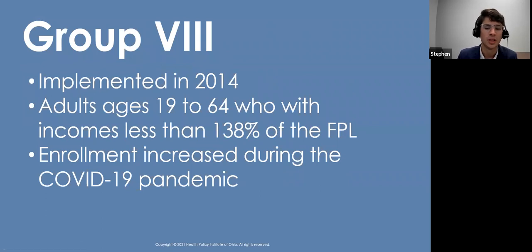In January 2014, Ohio Medicaid coverage was expanded to include adults ages 19 to 64 who are not eligible for other categories of Medicaid and have incomes less than 138% of the FPL. This population is known as Group 8. Enrollment in Group 8 has grown significantly during the COVID-19 pandemic. For context, in March 2020, enrollment in Group 8 was almost 617,000 Ohioans.